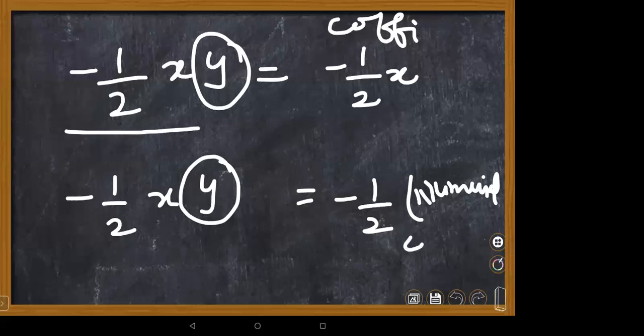General coefficient means you have to consider every number. Only numerical coefficient means you have to consider only the number part. That's all. Ma'am, if they're asking for x, you have to write minus 1 by 2 y, right, ma'am? If they're asking about the x coefficient, it means leave x and write the complete rest of the part.